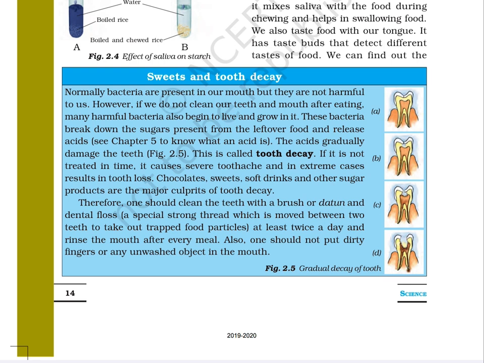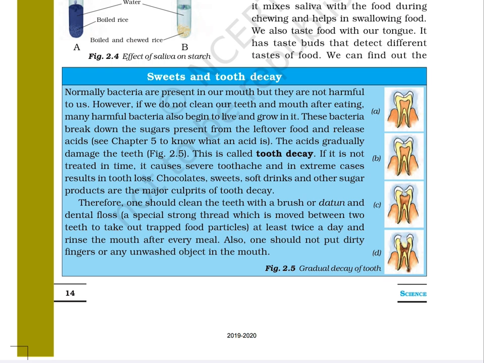Figure 2.5. Gradual decay of tooth. In this picture, we can see 4 images of tooth. The tooth is gradually turning into brown color because of decay.